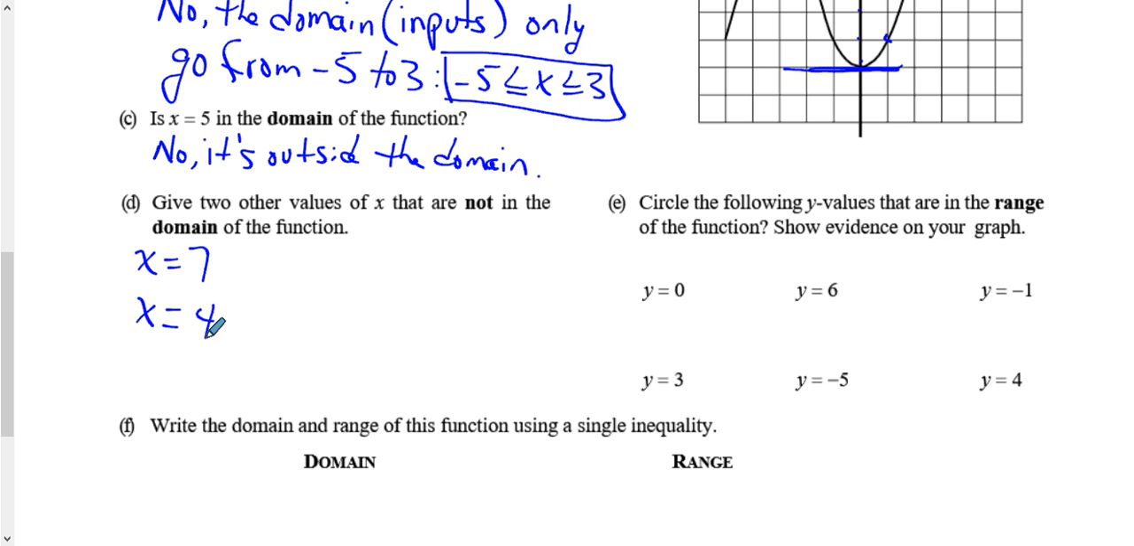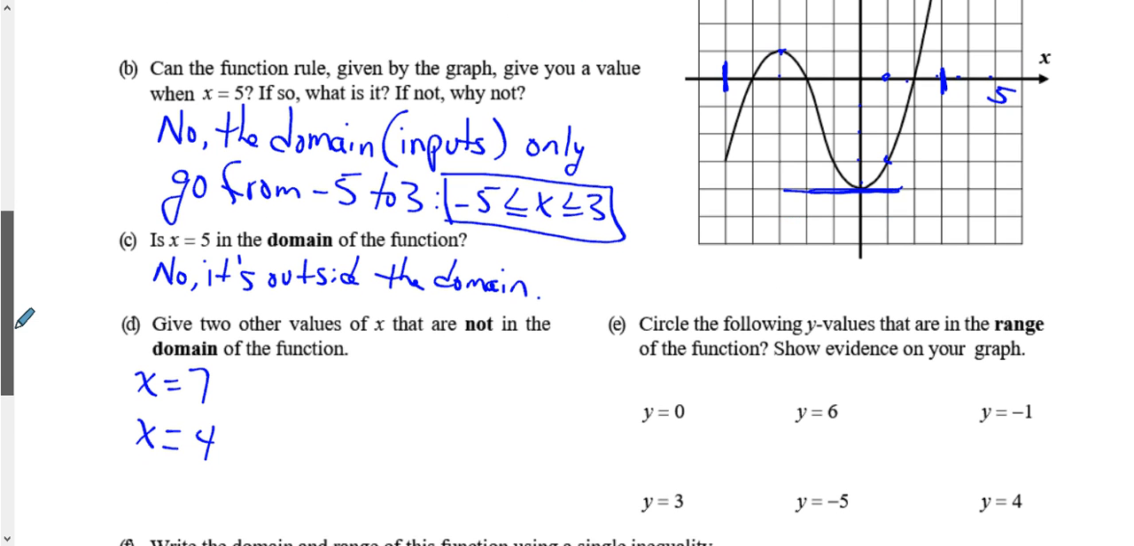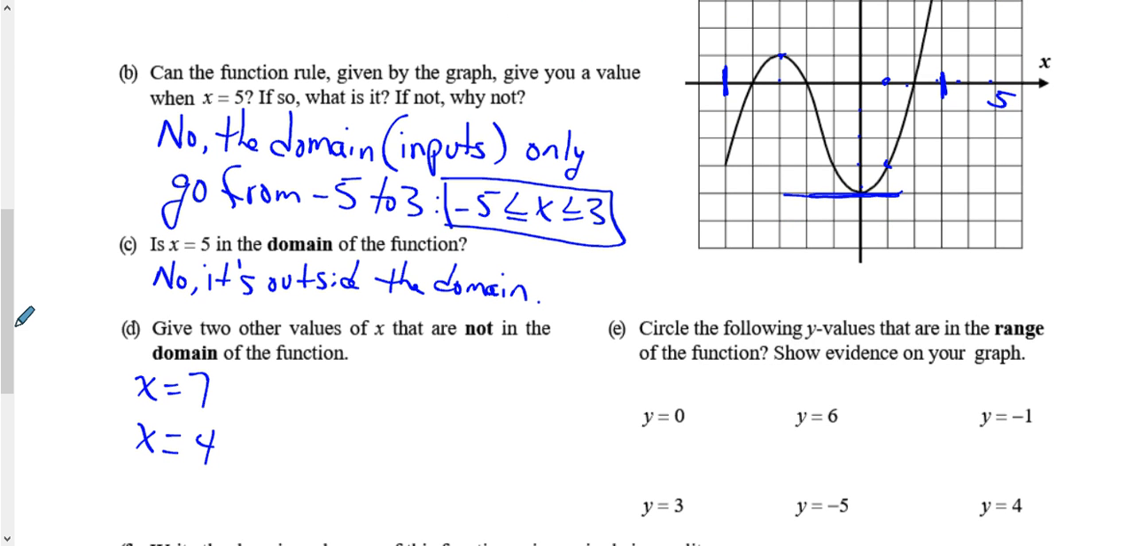All right, part E. Circle the following y values that are in the range, right? So range is measured on the y-axis, isn't it? Okay, because that's the outputs, the y's. So let's see. Y values that are in the range. Is y equals 0 in that range? Yes. It is, isn't it? What about y equals 6? No. Y equals -1. Y equals -1 is in. How about y equals 3? That's in there. Y at -5. Okay. And y at 4.